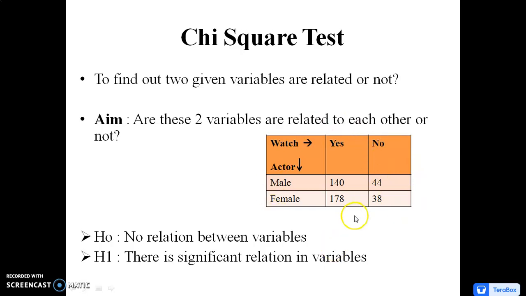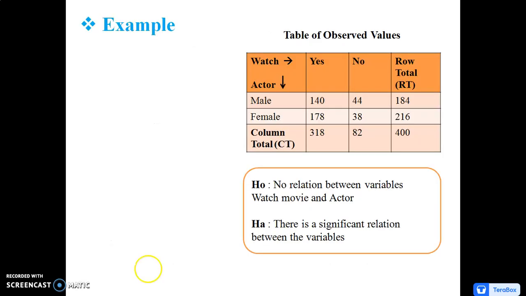Now, based on this table or this chi-square test, the null hypothesis can be formulated as there is no relation between the two variables, and the alternate hypothesis can be formulated as there is significant relation between the two variables. Now, let us try to understand that with the help of an example.